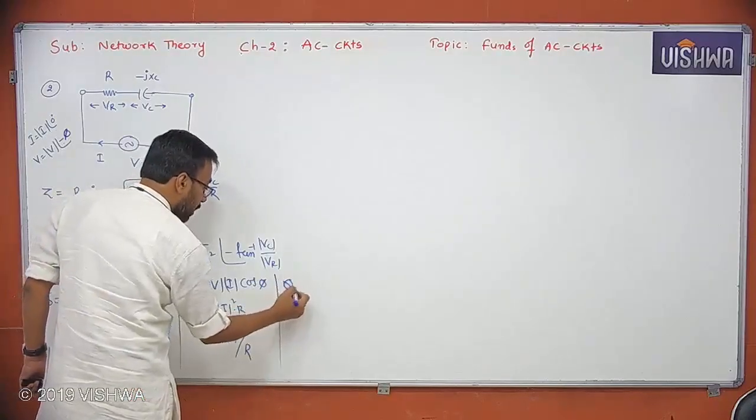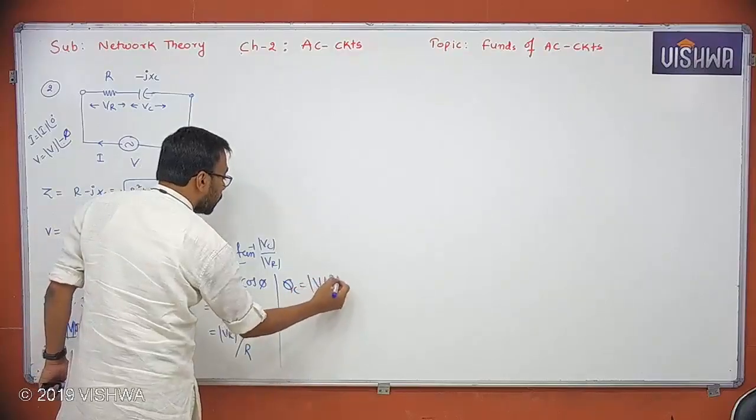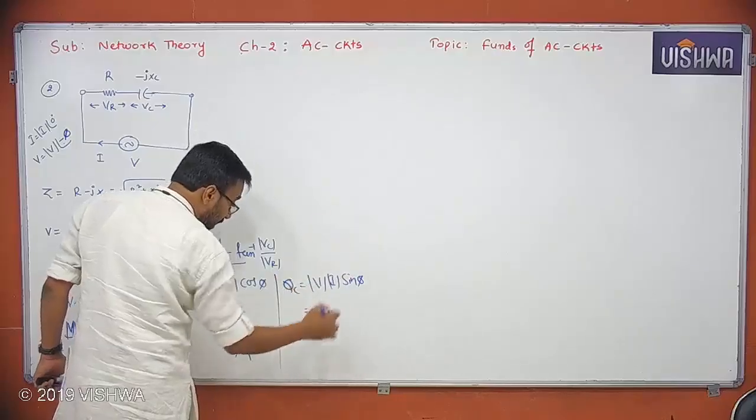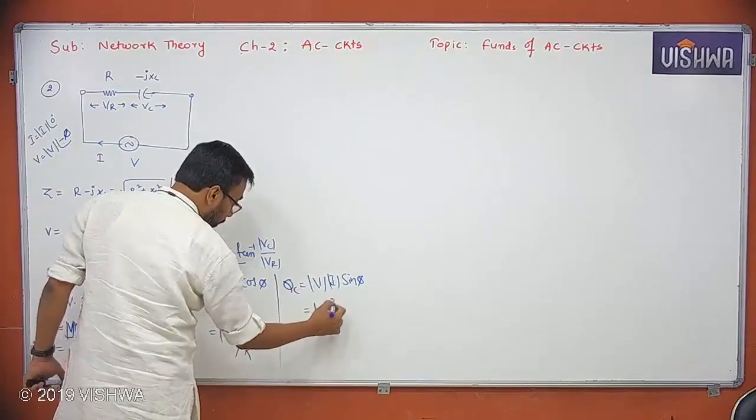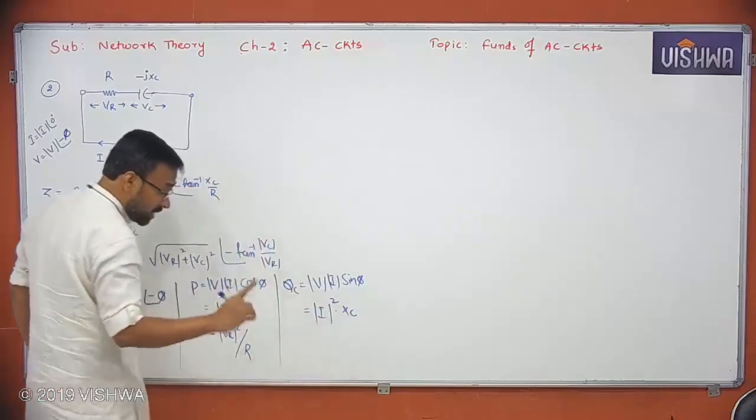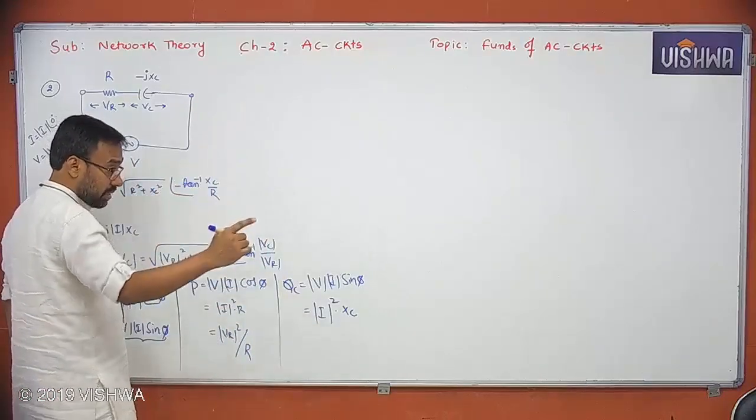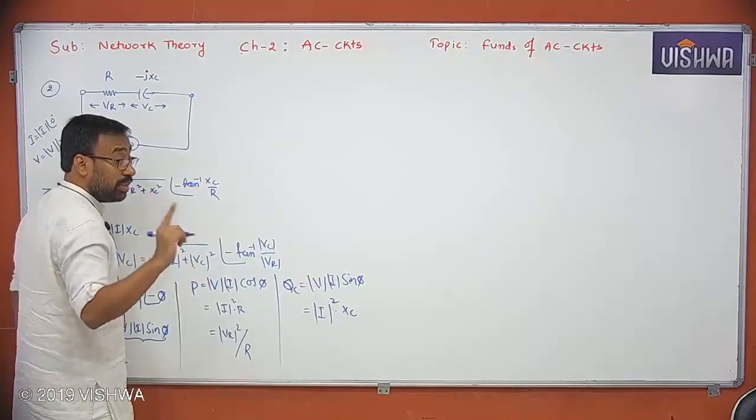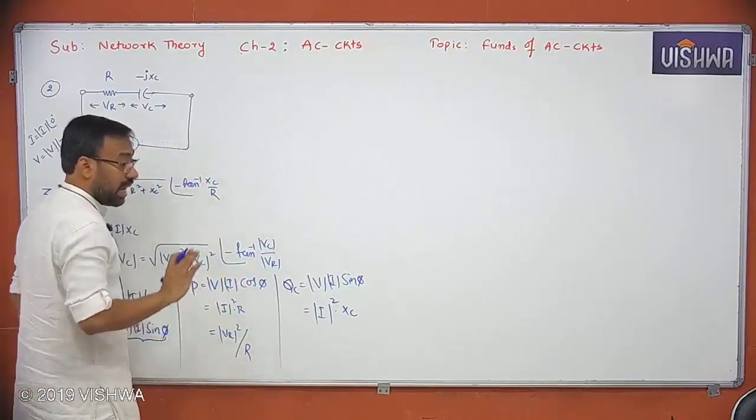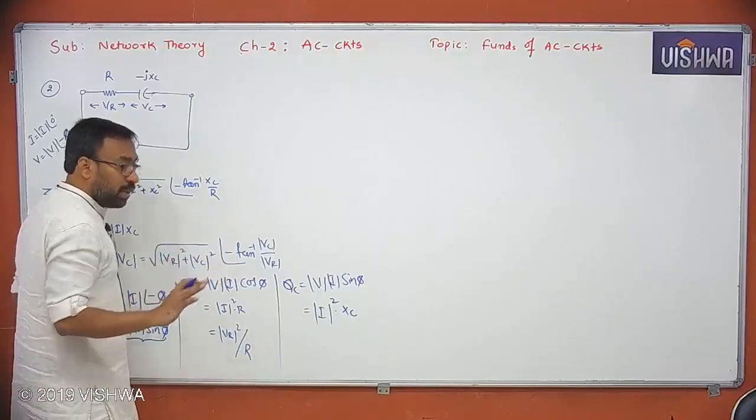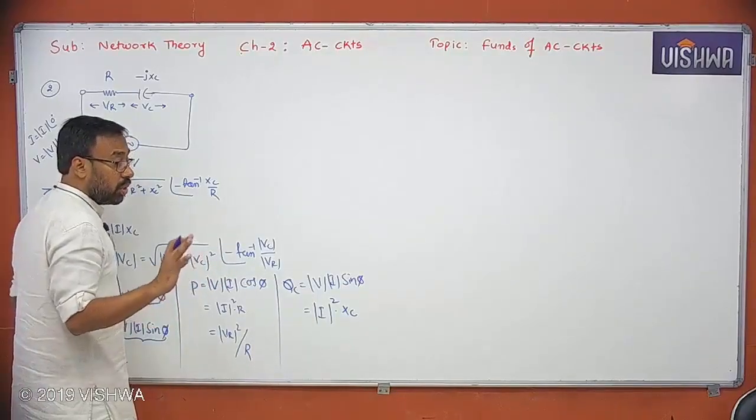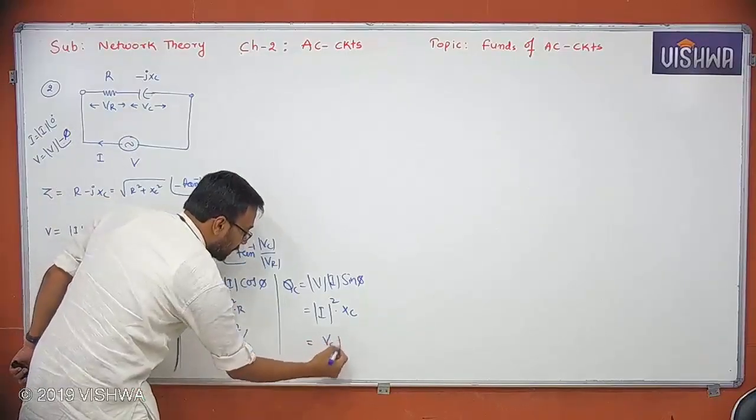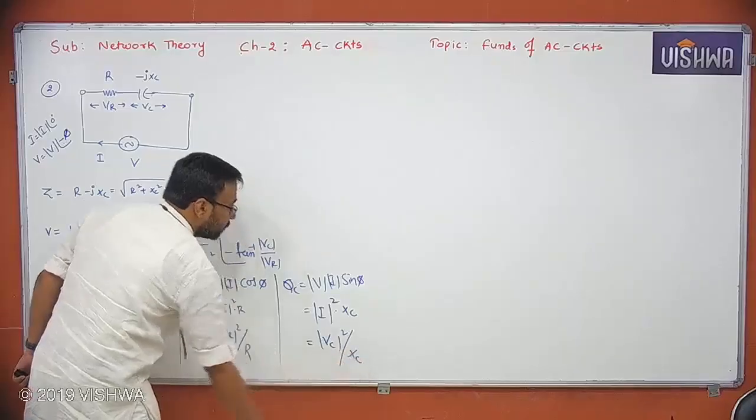Next, QC is Vi sin phi, IC square XC. But I and IC both are same here in this context. But always remember IC square XC, IL square XL, VL square by XL, VC square by XC. This is how you need to remember the formula. Don't take it as I square R, V square by R. I'm telling you that is going to be a big mistake. You're going to commit a lot of mistakes in the calculation. Better you always remember like this: VC square by XC. That's it.